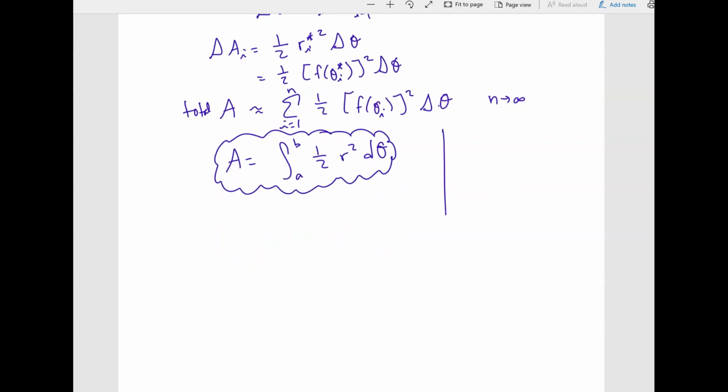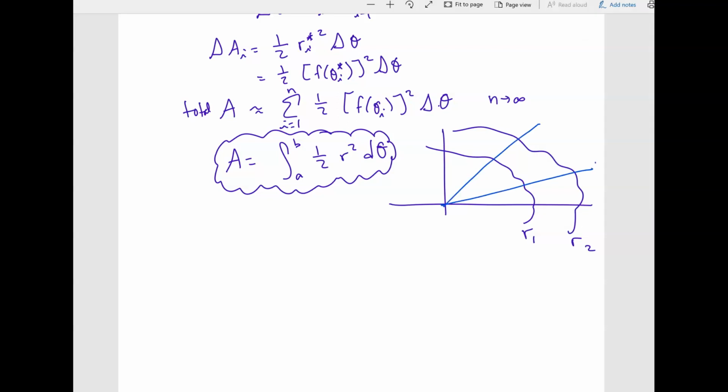Similarly, you can see that this can be derived for two different functions. Let's say you have the first, r1, and then my other, r2, and you want to find the area bounded by these two different curves between theta 1 and theta 2. That's going to be easy. The area is just going to be equal to the integral from a to b of 1/2 the r outer squared minus the r inner squared, d theta.